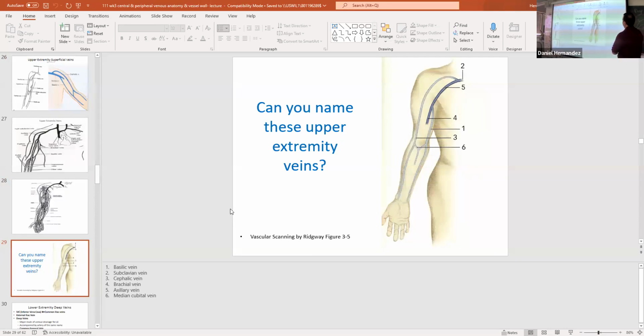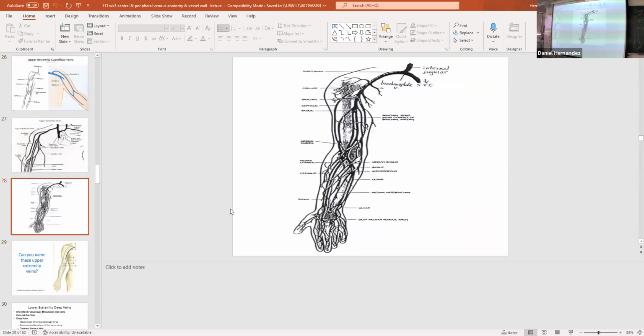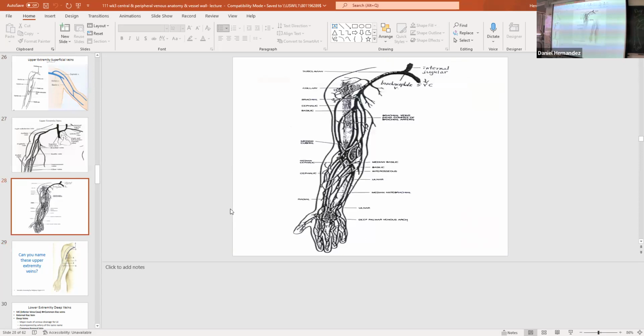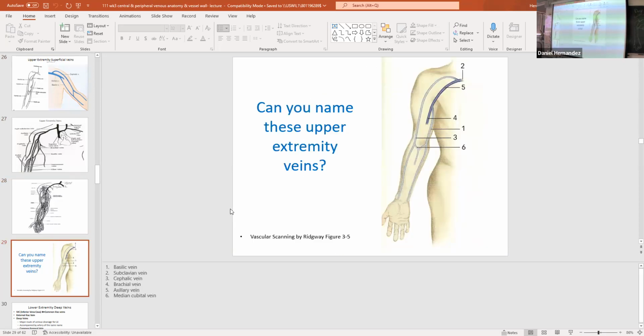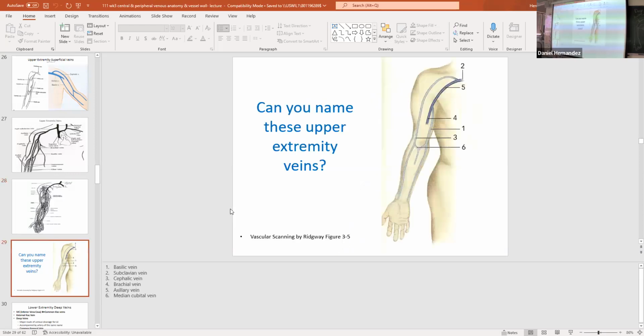What do you think? Is this a good diagram to study, or should we do the ones that you just told us? Not so much this one, when it says, can you name them? The one on 29 will help you, but not the one on 27, the big one. He's going to tell us which one's which, like which are deep and which are superficial.